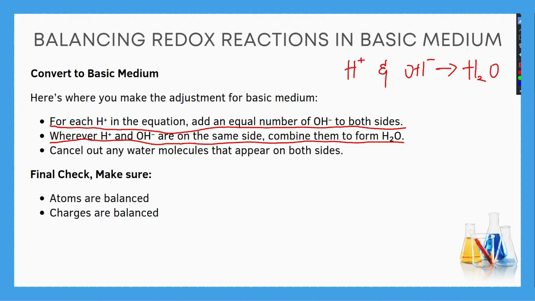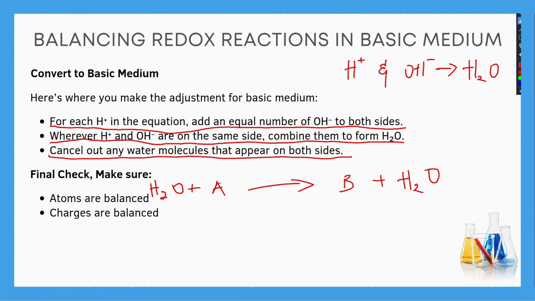And then finally, when you've done that, cancel out any water molecules that appear on both sides. For instance, in your final equation, let's say you have A converting to B, and on the left side you have one molecule of water, and on the right side you have two molecules of water. What that means is that you simply say 2 minus 1, since there are two molecules here and just one molecule here. So you say 2 minus 1, which gives you 1. So the final answer will be A equal to B plus H2O.